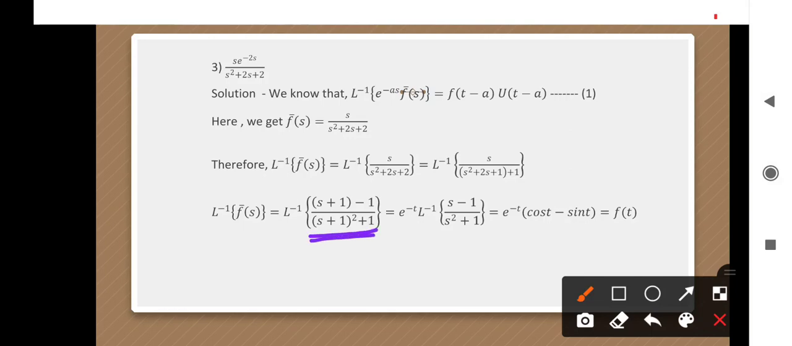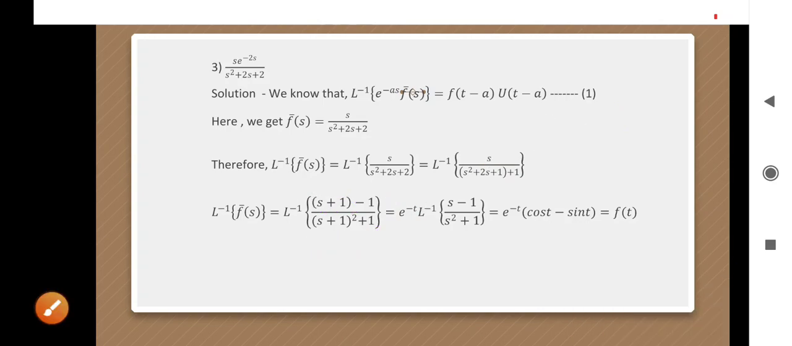Now since the denominator is containing s plus 1, every s in the numerator should be in the form of s plus 1, and for this reason the numerator s is written as s plus 1 minus 1. Now apply the first shifting theorem. You get here e raised to minus t and L inverse of s minus 1 upon s square plus 1. Every s you have to write as s because already you have written e raised to minus t.